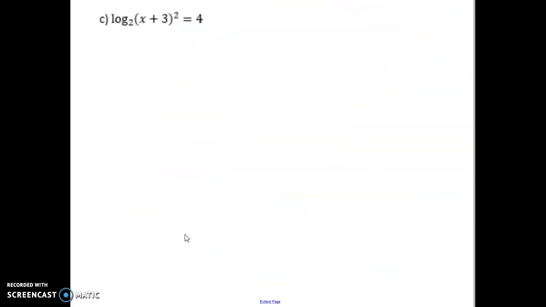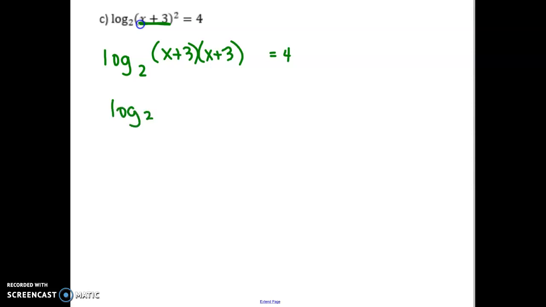Alright, so let's take a look at this question. Here we have log of (x plus 3) squared with a base 2 equals 4. So when we have x plus 3 squared, what that means is that we have to FOIL that out. So we end up getting x plus 3 times x plus 3, that's going to equal 4. So when we FOIL it, we get x squared plus 6x plus 9. Again, we have multiplied the x plus 3 times the x plus 3 to get x squared plus 6x plus 9.